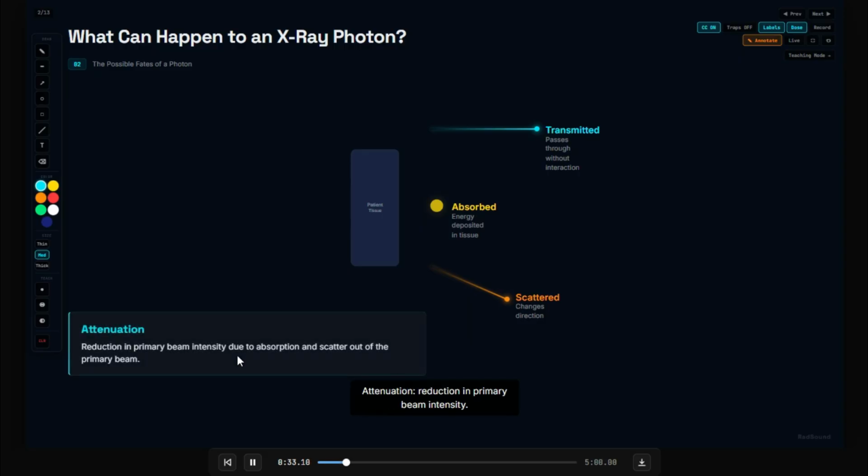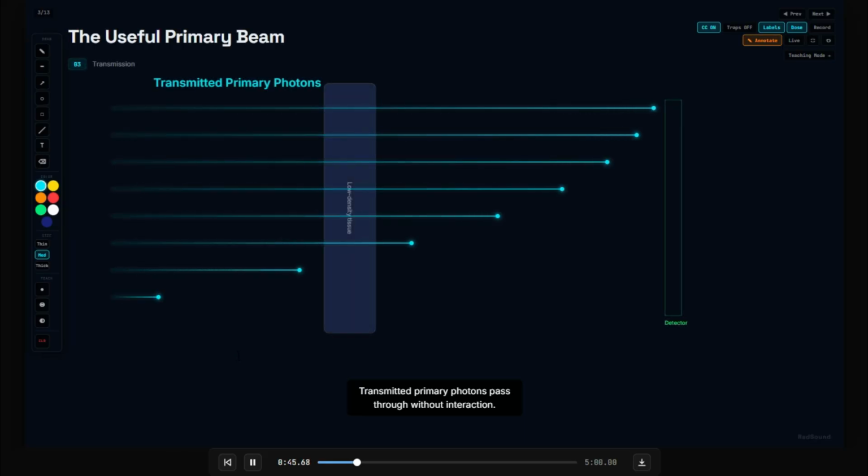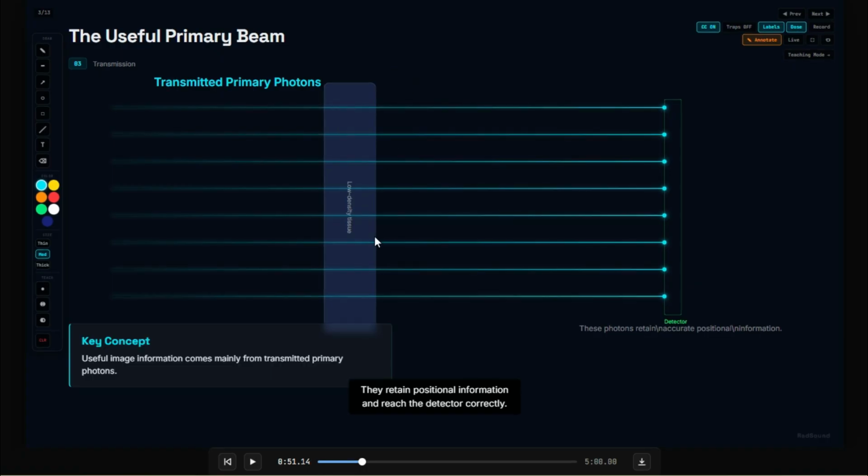Attenuation is the reduction in primary beam intensity due to absorption and scatter out of the primary beam. The image comes only from the photons that passed through without interaction. So now we have the transmitted primary beam. The useful image or information comes only from the transmitted primary photons, meaning anything that passes through the patient's body and reaches the detector.